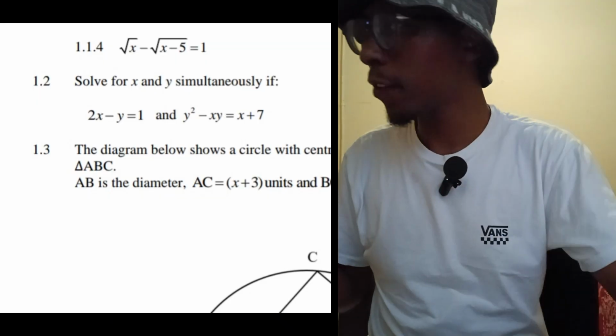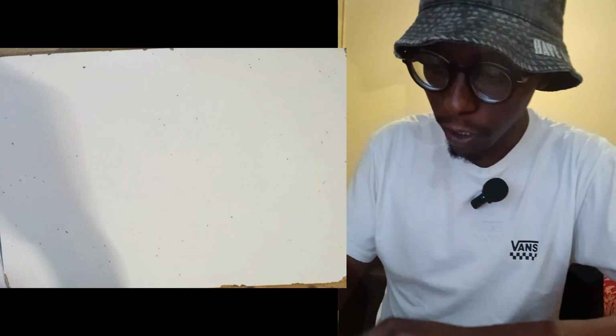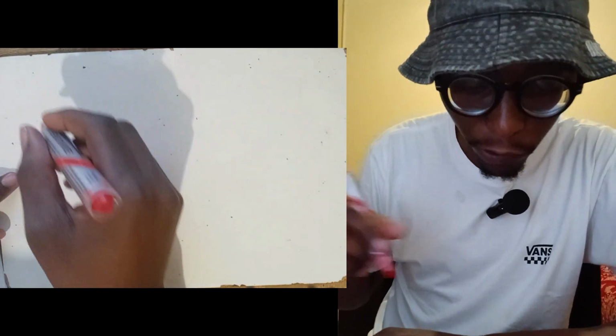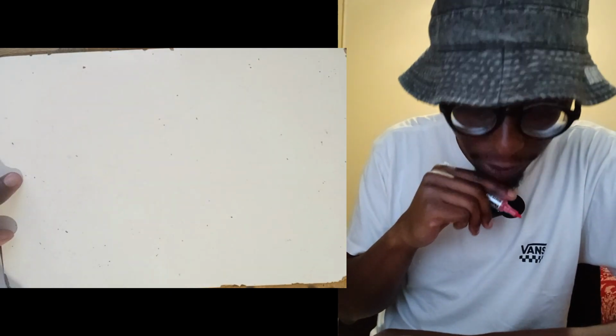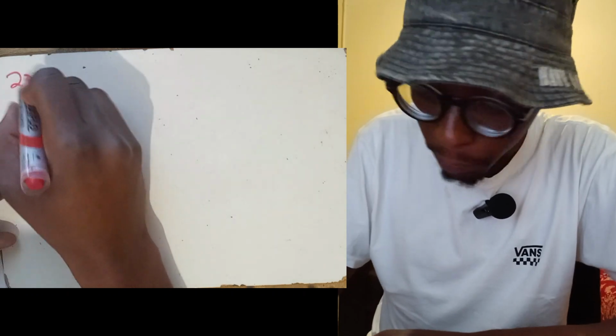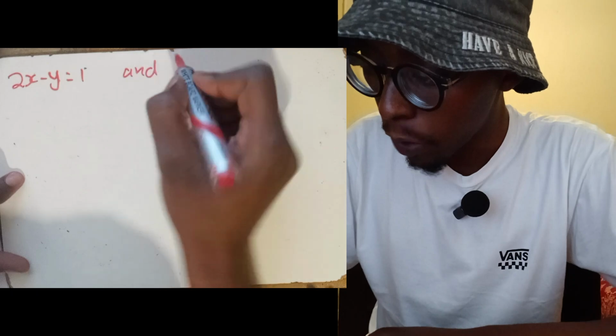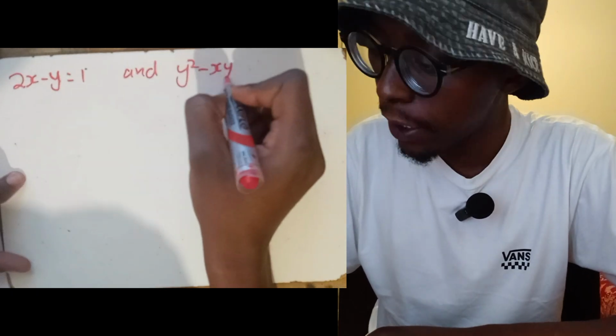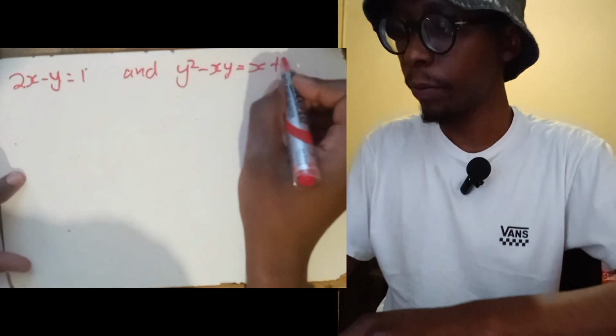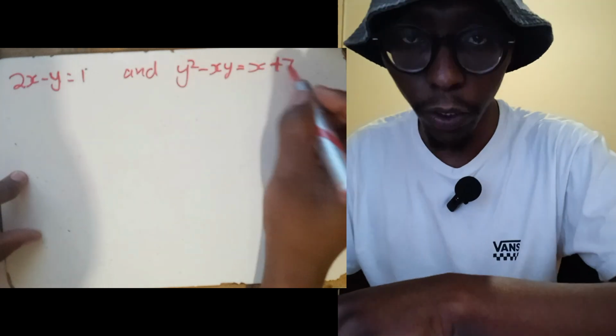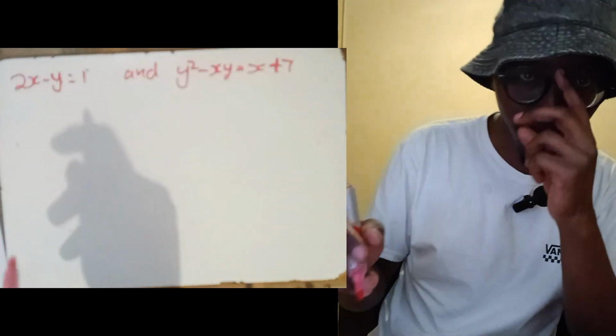Anyway, speaking of 1.2 this time. Now we have 1.2: solve for x and y simultaneously. If 2x minus y is 1 and y squared minus xy equals x plus 7. So this is a simultaneous equation because we have to solve for x and y simultaneously.